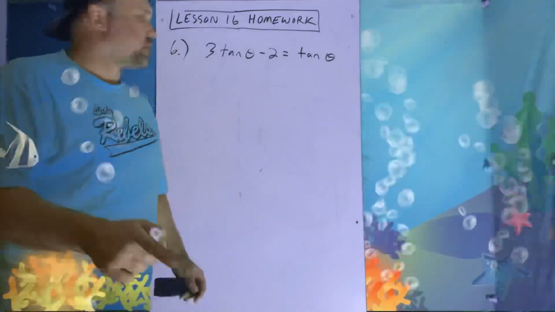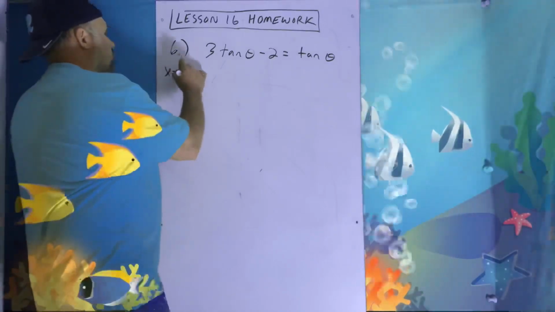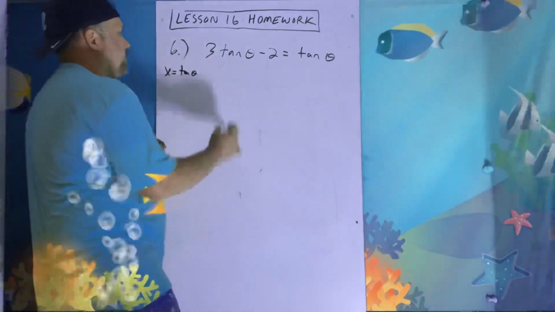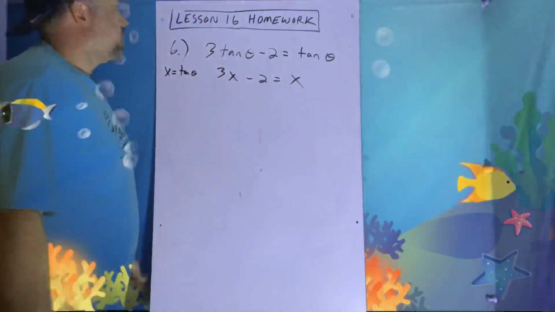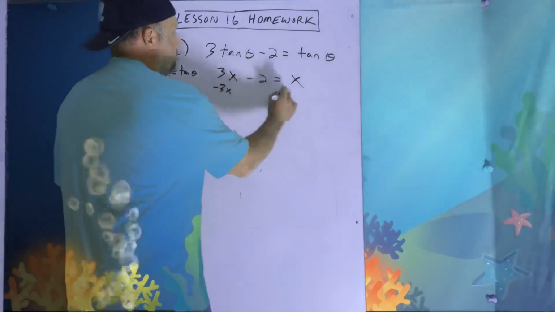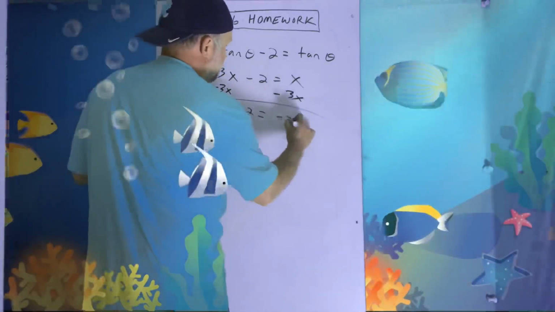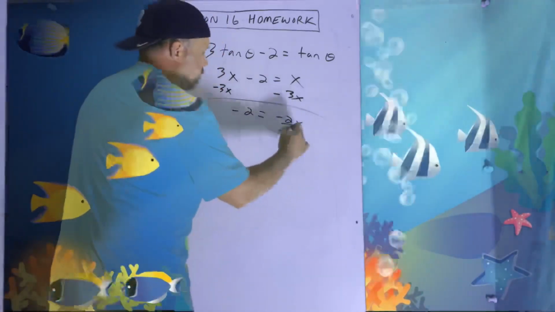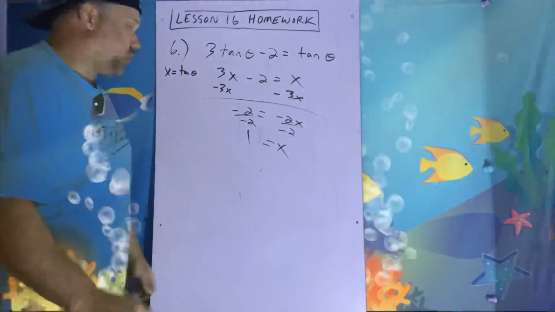Here's number 6. Take the tan theta, switch it to an x. Let x equal tan theta. So 3x minus 2 equals x. Got to solve for x, so we probably should move this 3x over to the other side, giving us negative 2 equals negative 2x. Divide both sides by negative 2, and I get x equals 1.